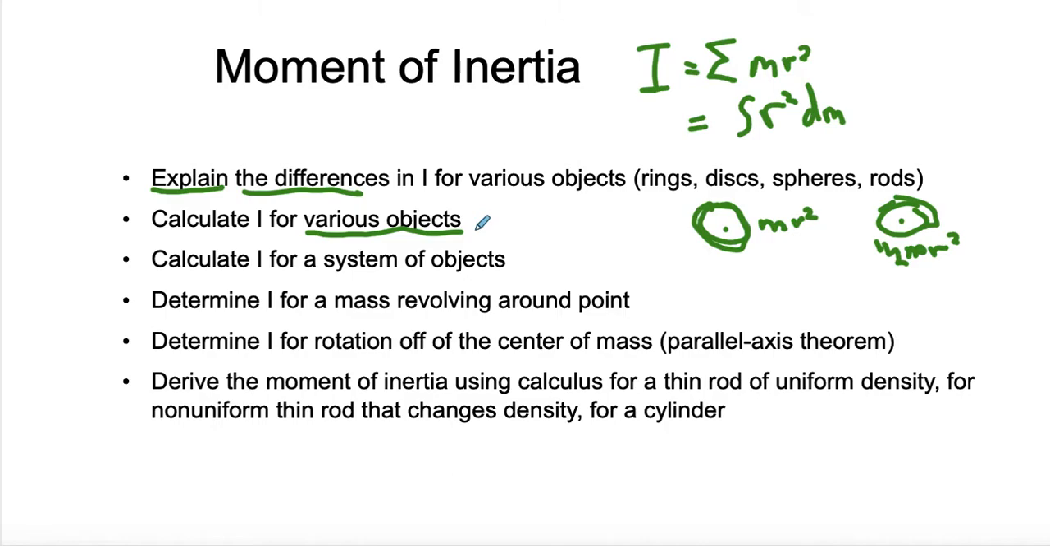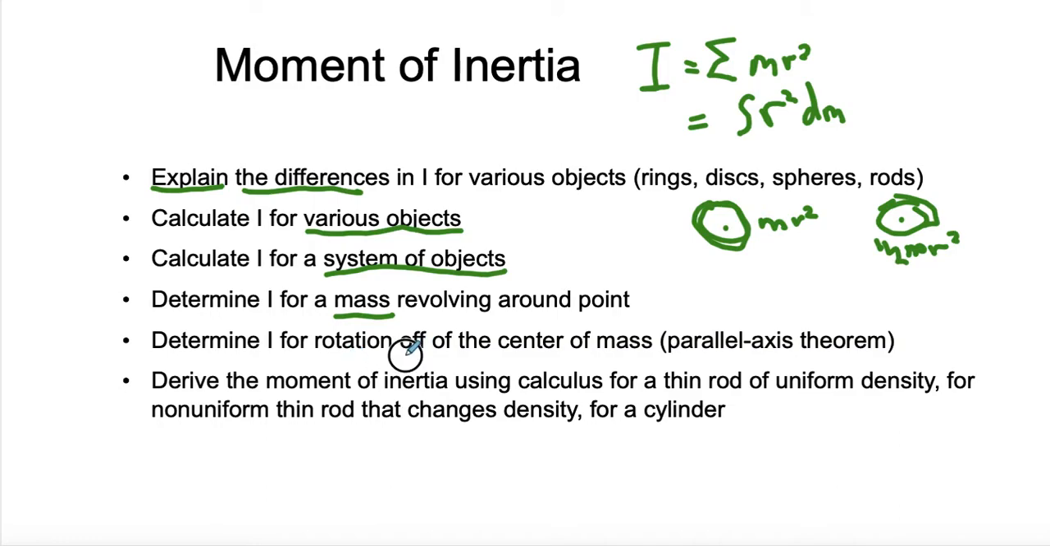The common ones that you need to know are rings, disks, spheres, and rods. You need to calculate for a system of objects. If you have more than one object put together to make a system, then you need to add the different I's together. And then you determine the I for just a mass revolving around the point, which is mr squared, but you may have several of them.